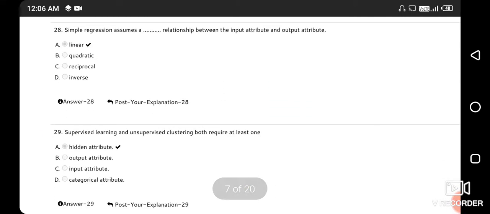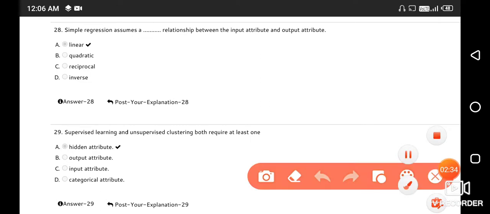Next question. Simple regression assumes a dash relationship between the input attribute and output attribute. So the right answer is: simple regression assumes a linear relationship. Option A is the correct one.